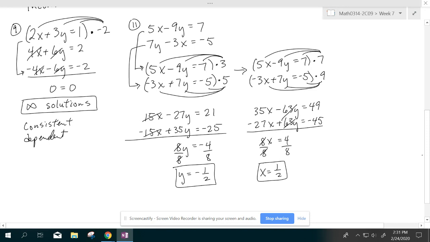X equals a half. And then I need to write that as an ordered pair, correct? So as an ordered pair, one half, negative one half. I'm going to double box that because I think it's the answer. And then I'm going to go to Desmos and I'm going to check it.